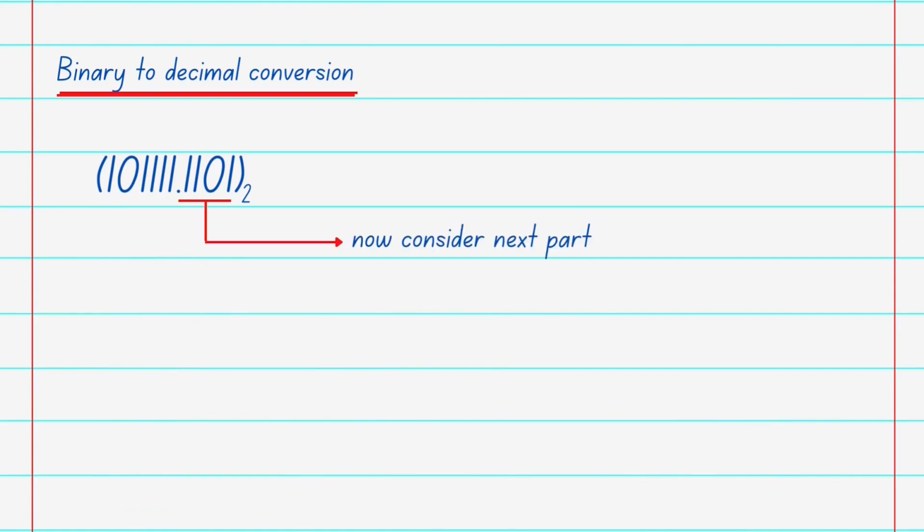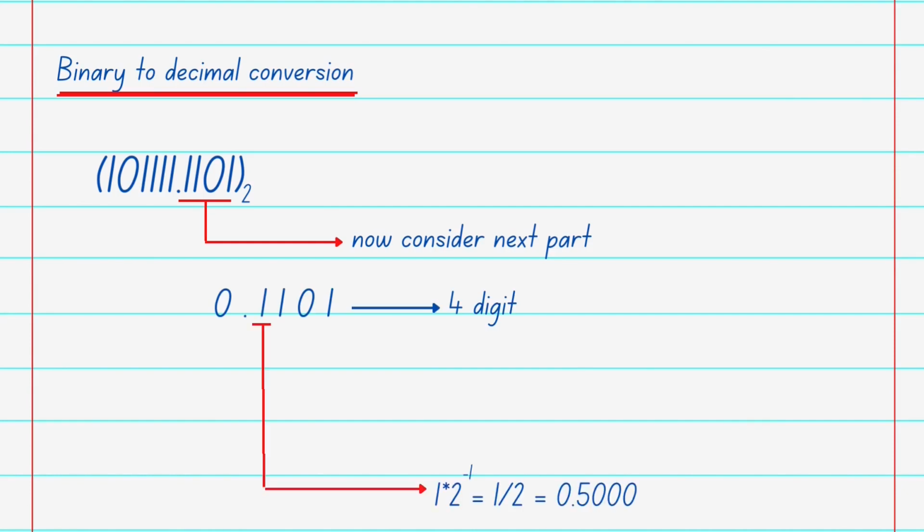Now we will see how to convert a floating point number to its equivalent decimal number. So our fraction part is 0.1101. Here we will go from the left direction after the point. So at first 1 will be multiplied by 2 raised to power minus 1, which will give the result 1 by 2. If we simplify 1 by 2, then we will get 0.5000.